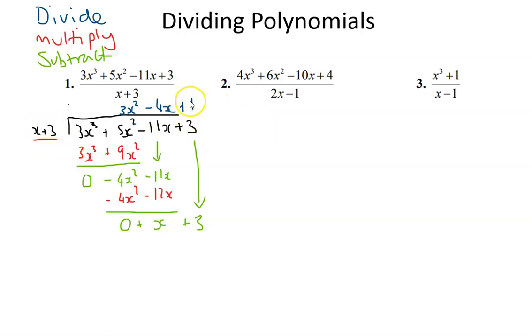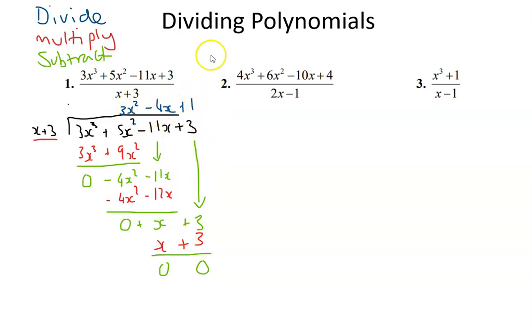We then multiply it back. Plus 1 times x is x. Plus 1 times 3 is 3. And finally, we do our subtract. x take x is nothing. 3 take 3 is nothing. And so we found there's nothing left to divide. It has gone in exactly. 3x cubed plus 5x squared minus 11x plus 3 divided by x plus 3 is 3x squared minus 4x plus 1. That's our answer up here.